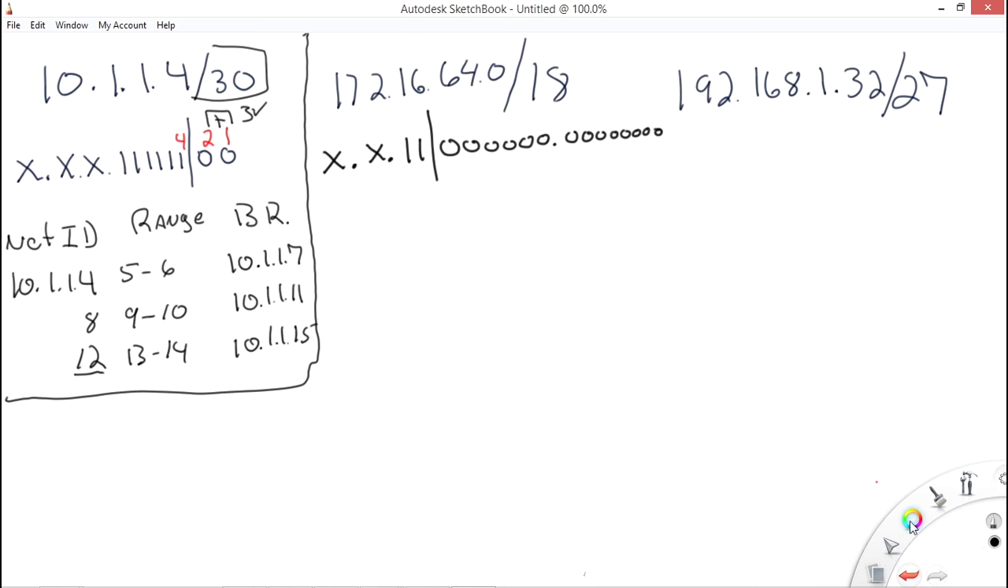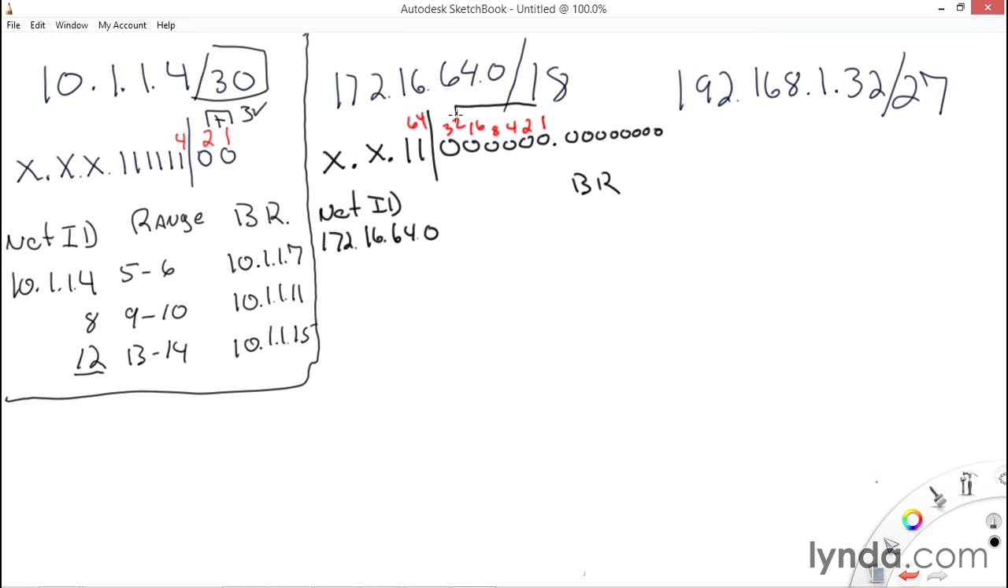Let's go ahead and put our bit values because our focus is on the third octet. 1, 2, 4, 8, 16, 32, 64. So we are incrementing by 64. So that is the network ID. What we're going to do is put the network ID, which is 172.16.64.0. What is our broadcast for this one?